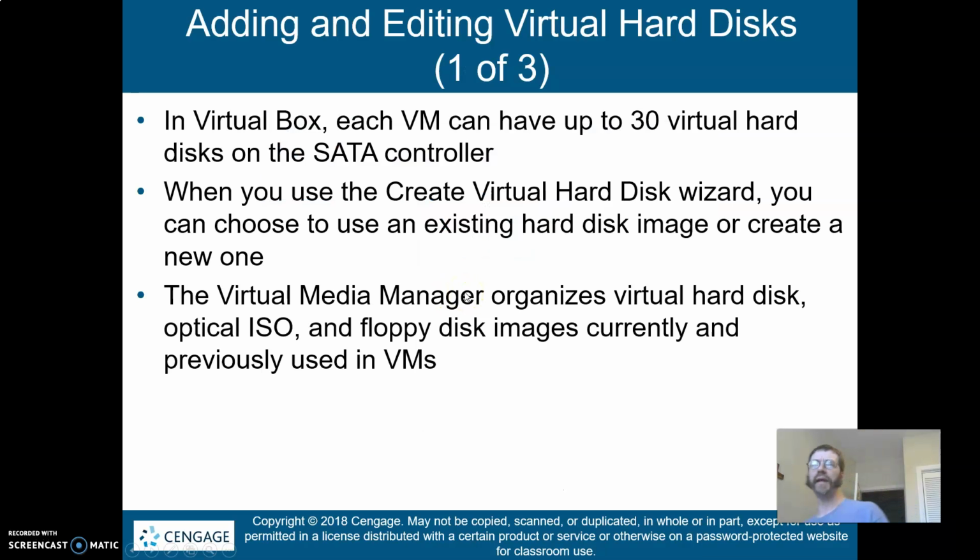And in terms of adding and editing virtual disks, you could have as many as 30 on each. If you use the Create Virtual Disk Wizard, you can either choose an existing hard disk image, or you can create a new one. The Virtual Media Manager also manages your virtual hard disks, floppy disk images, optical ISO images, and all of that, whether they've been used currently or previously.